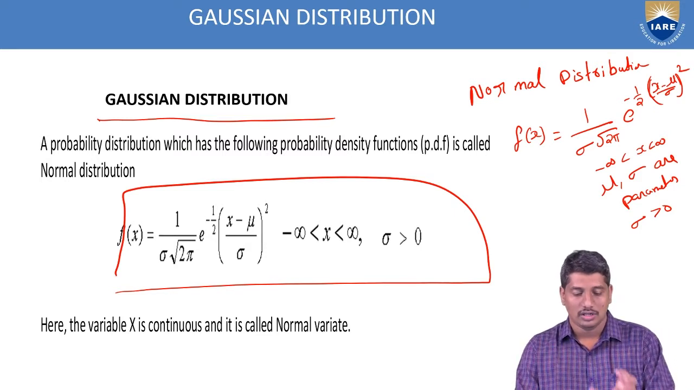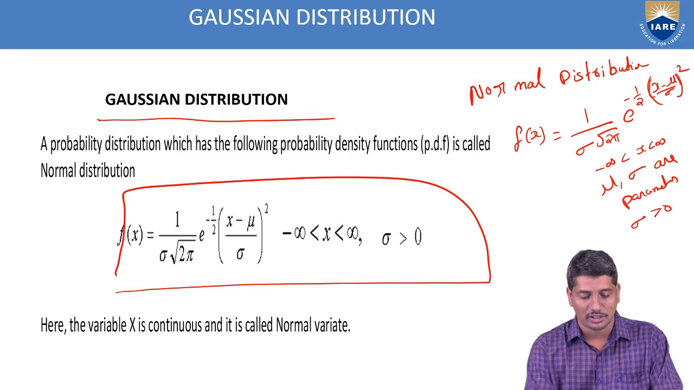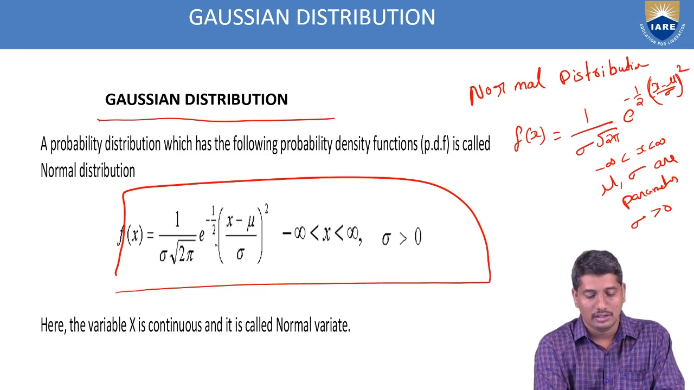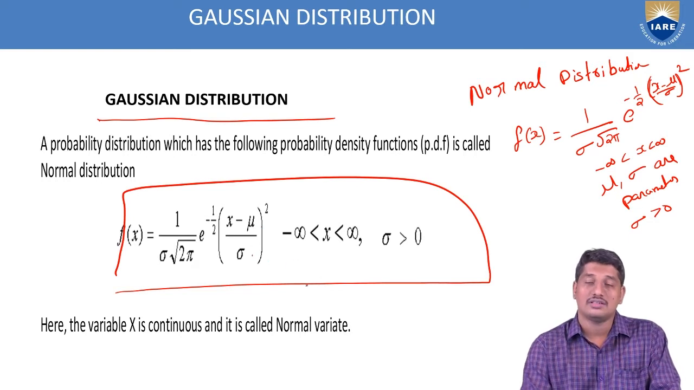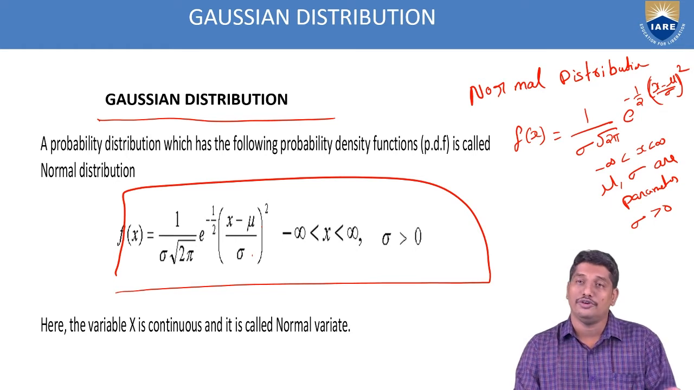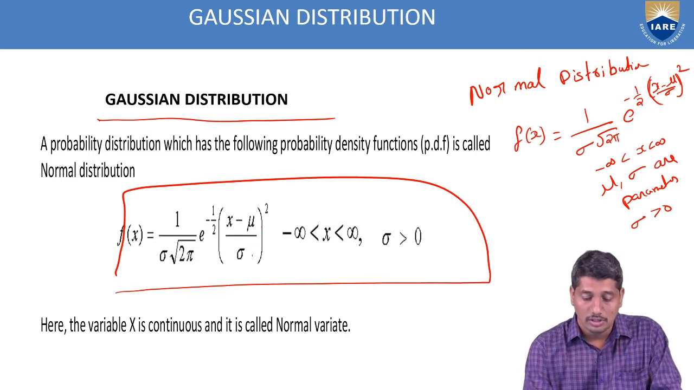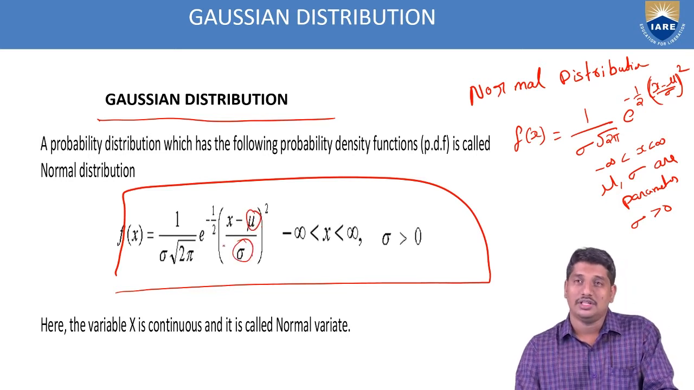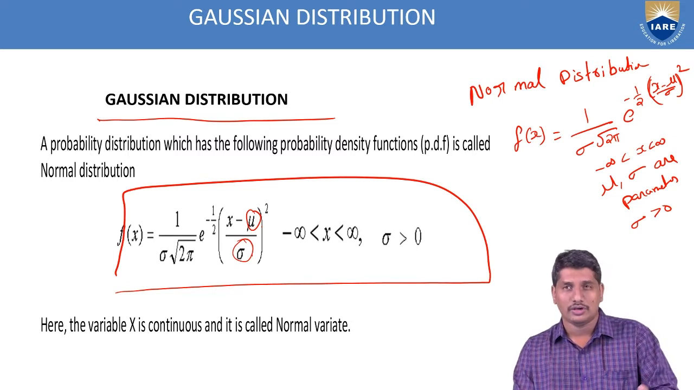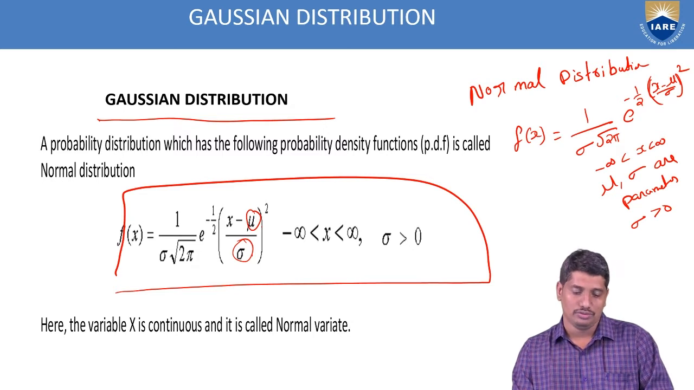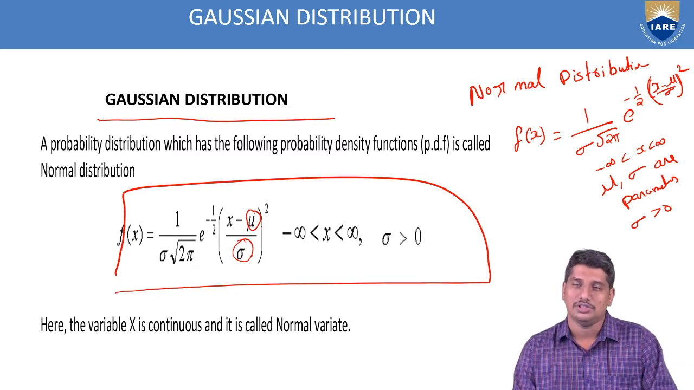So the density function of Gaussian distribution is f of x equals 1 by sigma root 2 pi e power minus half (x minus mu by sigma) whole square, where x can be any real from minus infinity to plus infinity, but sigma should be strictly positive, and mu also can be any real. Now, mu and sigma are fixed parameters, and we are going to reveal their actual relation with the normal distribution, that is, how they are parameterized into the normal distribution, in the coming properties.